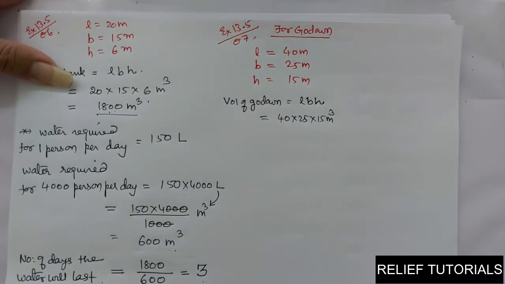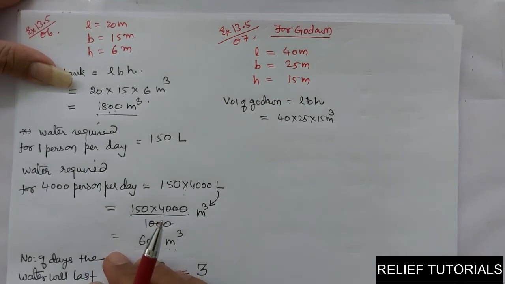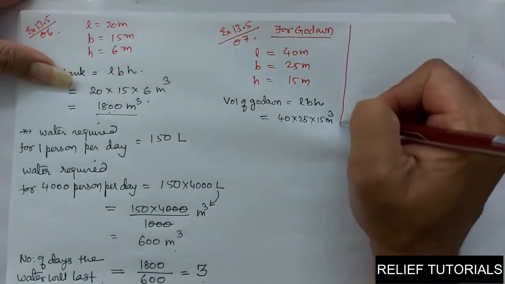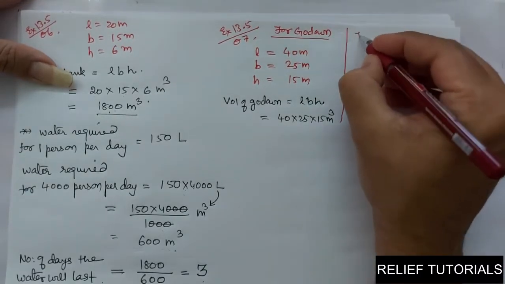Clear? Then we will find volume of one wooden crate and we will find volume of wooden crate. Clear? So for wooden crate.